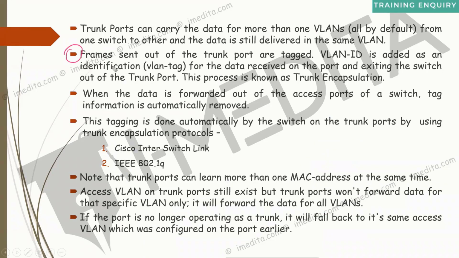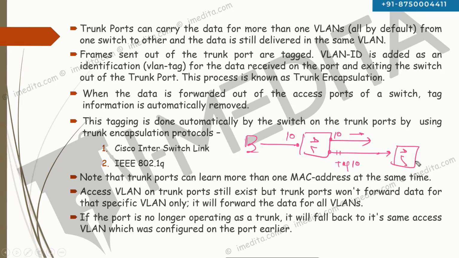Right? So frames sent out of the trunk port are tagged. The VLAN ID is added as an identification tag for the data received on the port and exiting out of the trunk port. So the user has sent data, and the data received on this port belongs to VLAN 10. When the data is passed, you can pass it out of a port in VLAN 10 untagged, but if you are passing the data out of the trunk link, the tag has to be added. Tag 10 is going to be added, and that is how the neighboring device will come to know which VLAN the data belongs to. It will read that tag, and based on that tag, it is going to pass the data towards the other device.